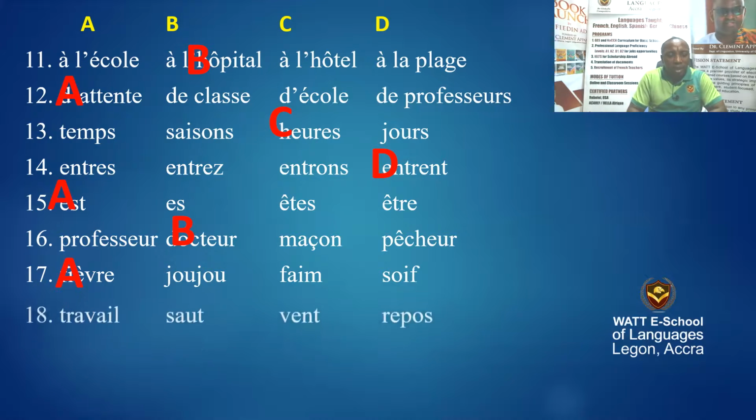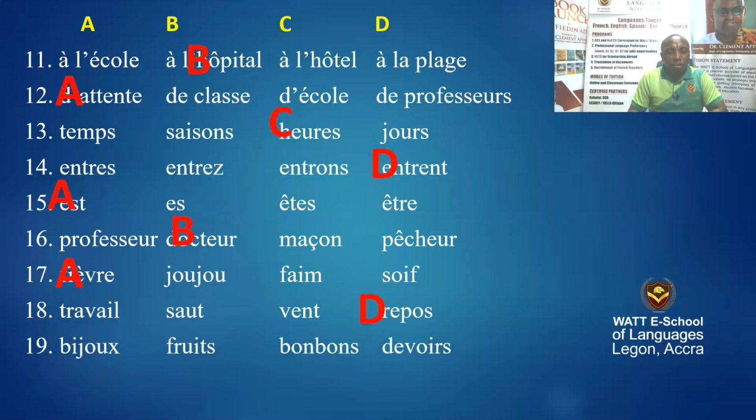Number 18. Travail, saut, vent, repos. Which one is correct here? When we are sick, after taking the medication, the doctor said he also needs to get some rest. So it is repos. Travail means work, saut means jump, and vent means wind. So the correct one here is D.